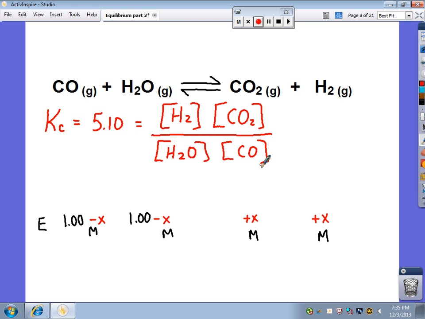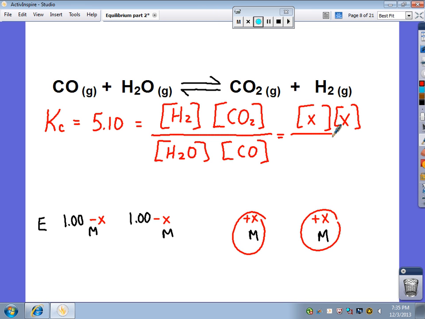That's my law of mass action. Now, what do I need to plug into those? Those brackets need to go to the values at equilibrium. Well, what are they? If you look, these are my values. So for H2, my value is x. For carbon dioxide, my value is also x.